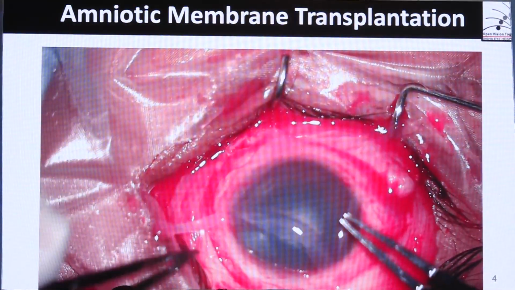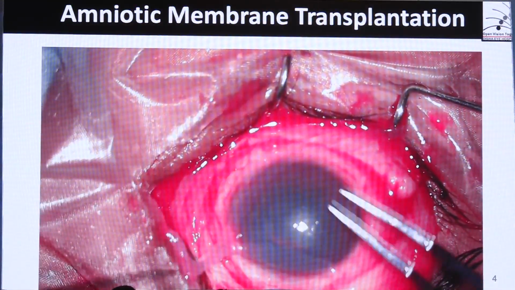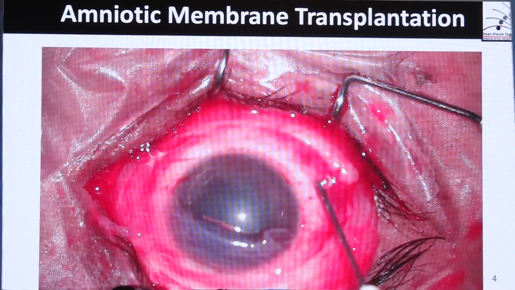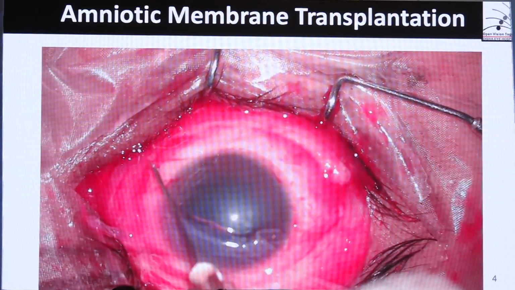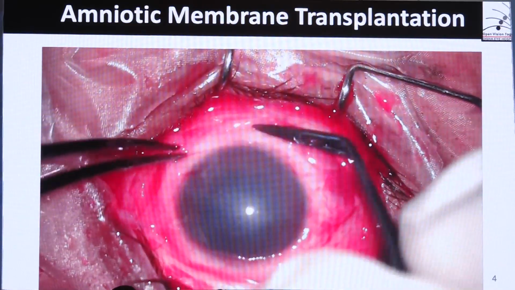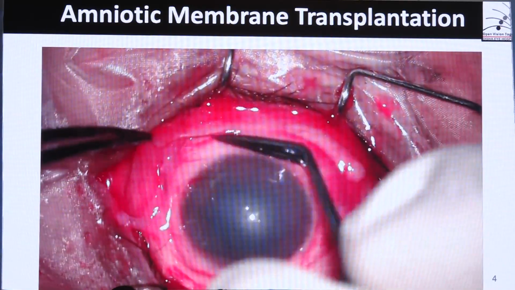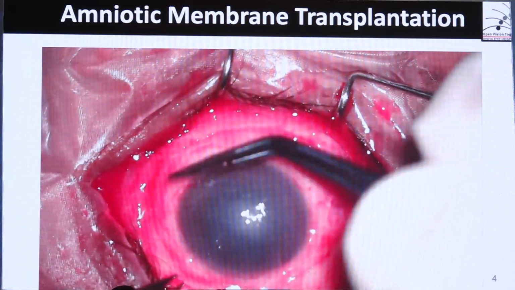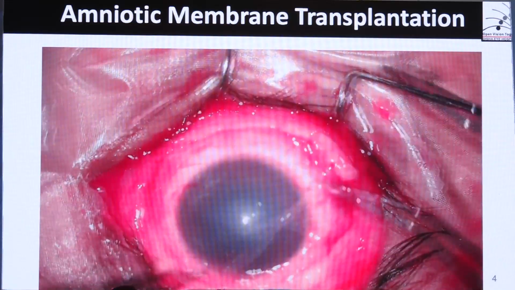Here it will be as a graft, with the epithelial side up. So I am putting this fibrin glue. And then you have to just undermine it inside this conjunctival peritomy.